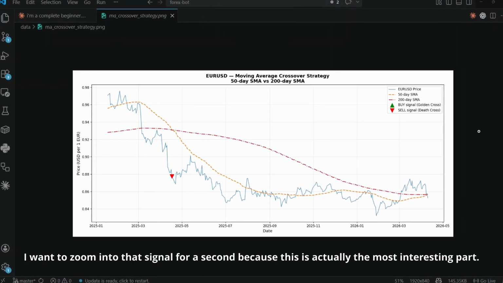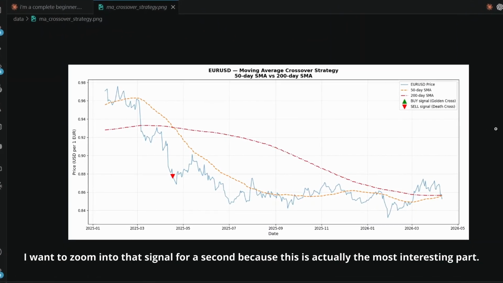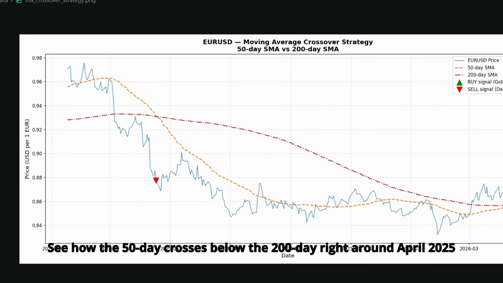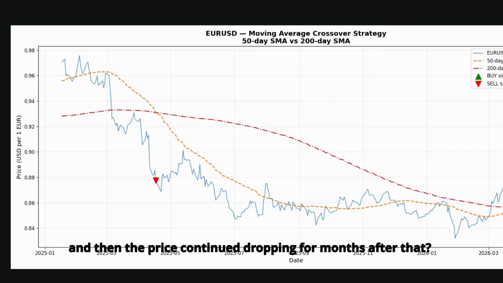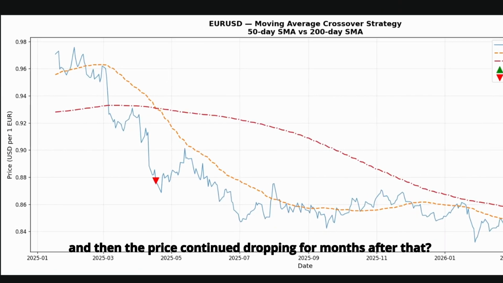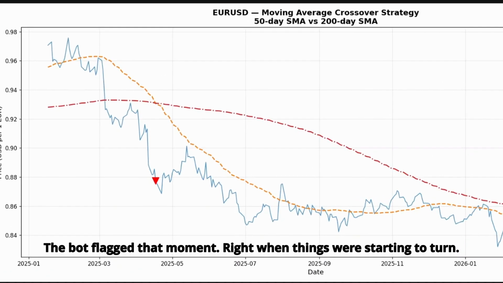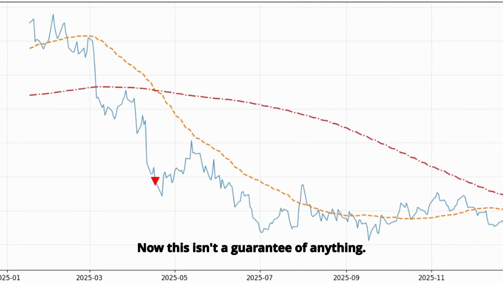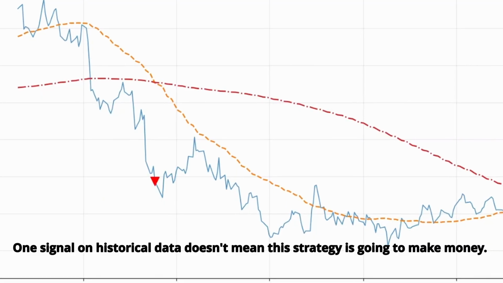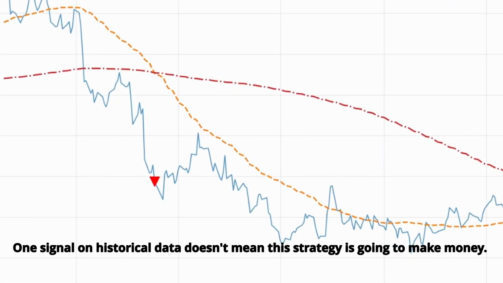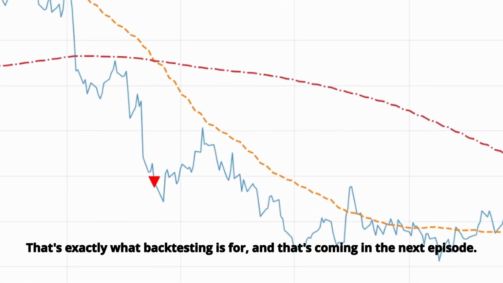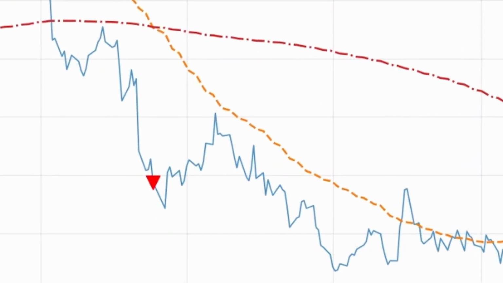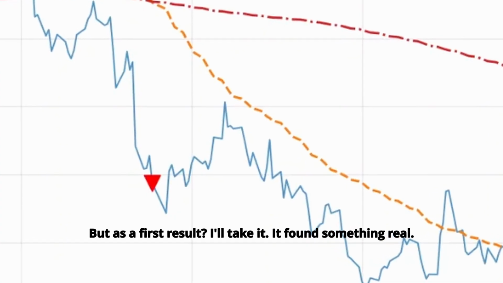I want to zoom into that signal for a second because this is actually the most interesting part. See how the 50-day crosses below the 200-day right around April 2025, and then the price continued dropping for months after that. The bot flagged that moment right when things were starting to turn. Now, this isn't a guarantee of anything. One signal on historical data doesn't mean this strategy is going to make money. That's exactly what backtesting is for, and that's coming in the next episode. But as a first result, I will take it.